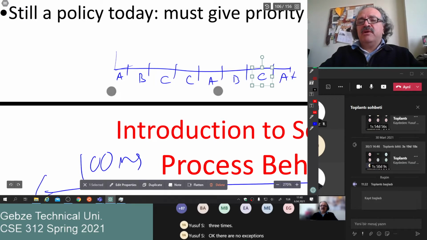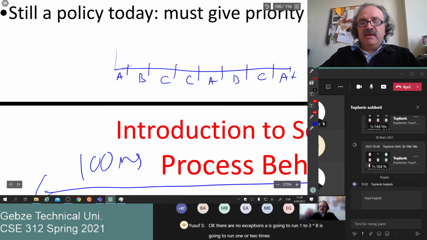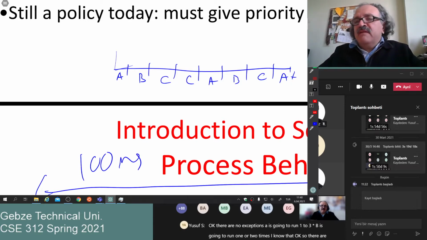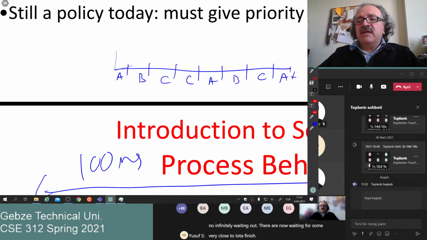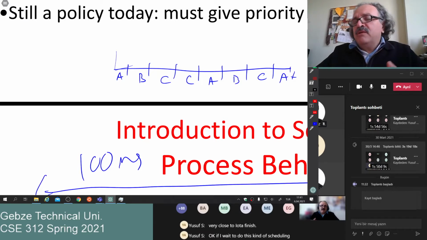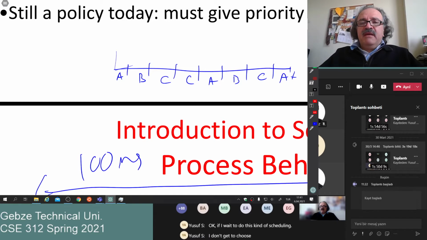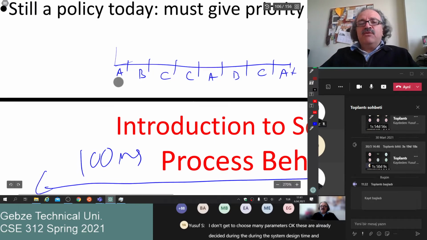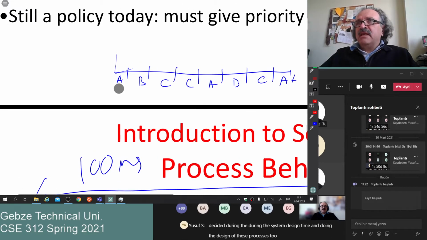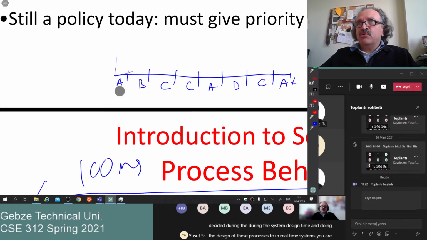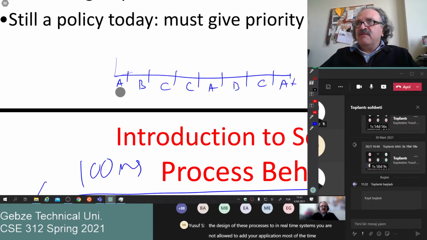A is going to run 1, 2, 3 times. B is going to run 1 or 2 times. I know that, okay? So there is no infinite waiting, or waiting for some very costly I/O to finish. If I am going to do this kind of scheduling, I don't get to choose many parameters. These are already decided during the system design time and during the design of these processes too. In real-time systems, you are not allowed to add your applications most of the time. Applications are written very, very carefully.